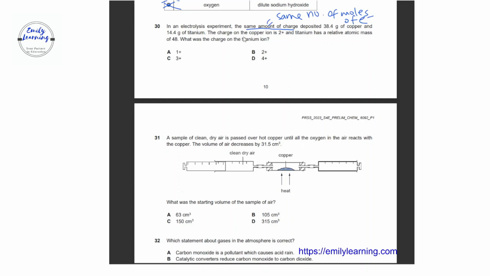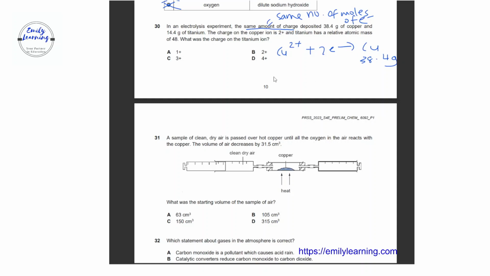The charge on the copper is 2+, and titanium has a relative atomic mass of 48. What's the relative charge of titanium? So we know that it's going to deposit copper, so Cu2+ plus 2e- forms Cu. And we actually form 38.4 grams of copper.